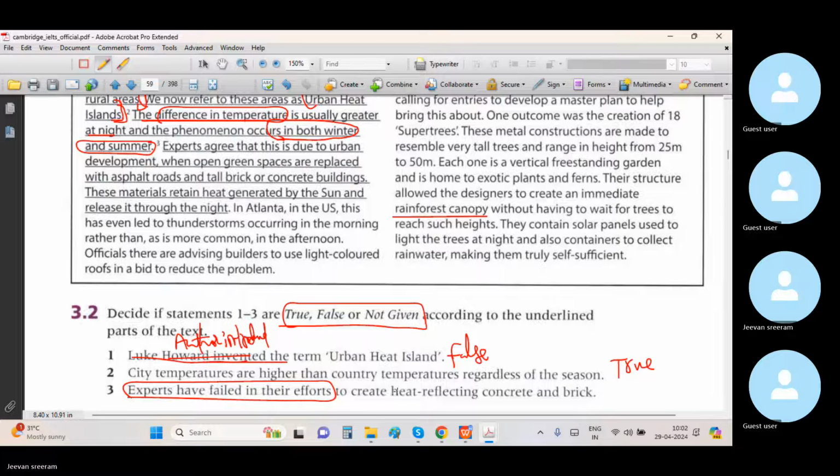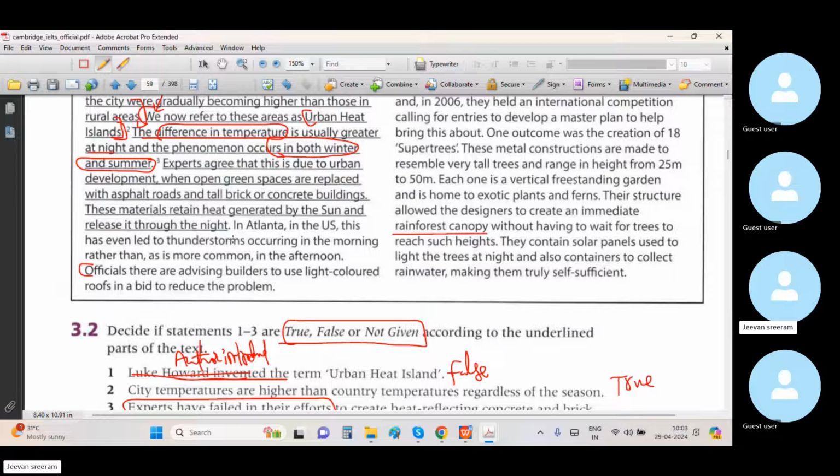Have they tried at least, and failed in their efforts? No, sir. They didn't fail. As per the passage, experts have not even tried to create them. But this statement is indicating they tried and failed in their efforts in the way of creating heat reflecting concrete and brick. We have got these phrases only in these statements. Okay, so where is it?